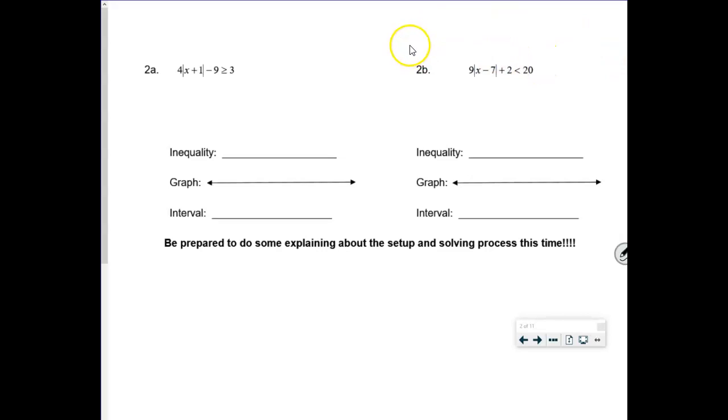2B. Who's got it? Alright, Zoe. We have a similar problem to what David started with, where we weren't isolated yet. So can you tell me a couple steps I need to take before I can isolate? Yep. So right now we have 9 times the absolute value of x minus 7 is less than 18. Still not isolated. What's your next step?